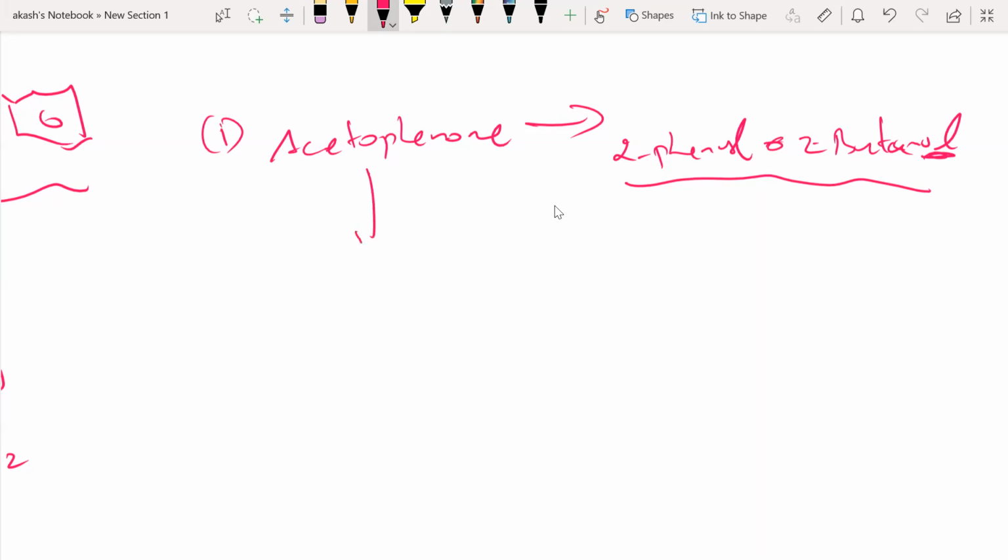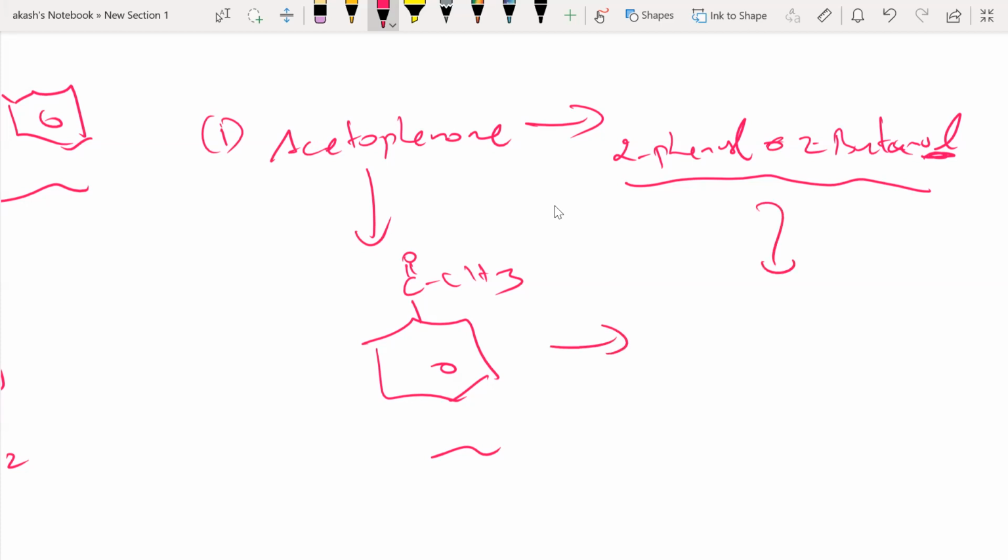First, you should know acetophenone's structure, then only you can proceed. Can someone tell me how acetophenone will look? No, it's very simple. Acetophenone is a benzene ring with C double bond O CH3. Correct. This is acetophenone. And you have to convert this into the product, so write the structure. Then only you will be able to answer this.